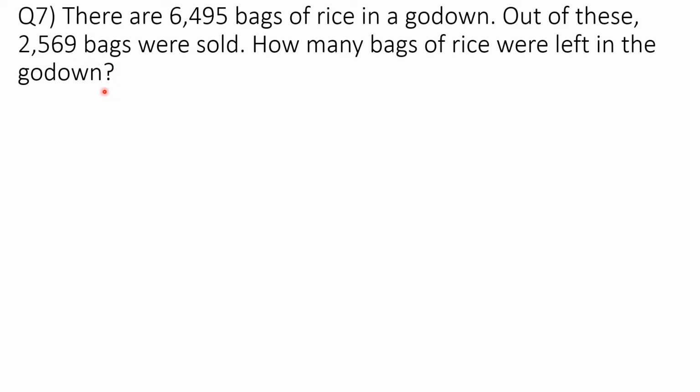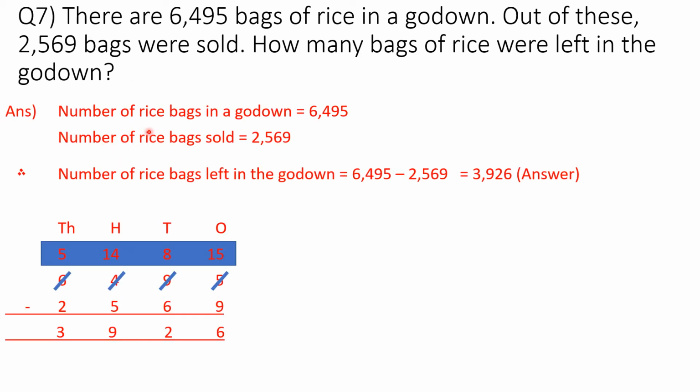So what will you do? Yes, we will do the subtraction. So let us start the statement. Number of rice bags in a godown. How many rice bags are kept there? 6,495. So we are writing here 6,495. Now number of rice bags sold. How many rice bags sold? 2,569. Write here 2,569. Now we need to find out how many rice bags are left.